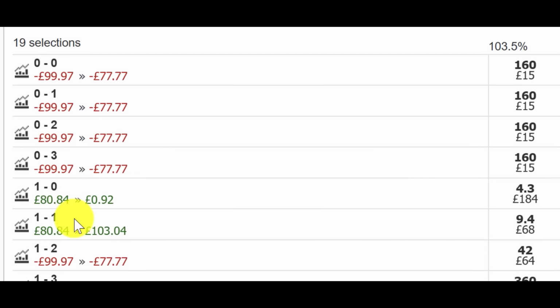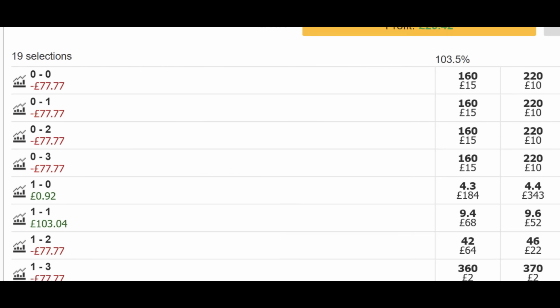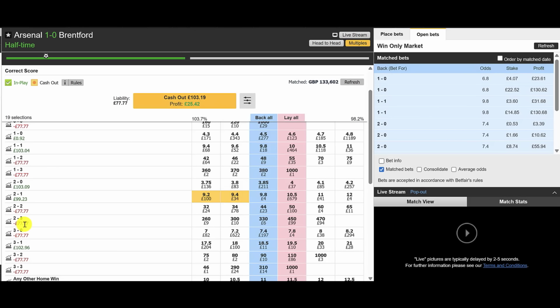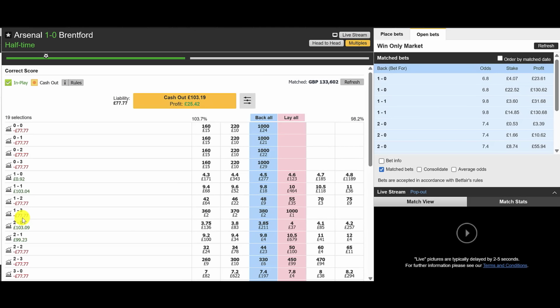Next goal, whether it's a 1-1 or a 2-0, potentially at that point, we might have to exit out of the market, especially if it is a 2-0. But anyway, that's the action we're going to take. Arsenal 1, Brentford 0 at half-time. Let's see what happens in the second half.